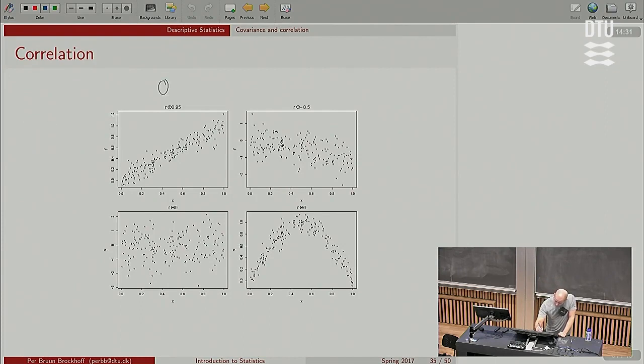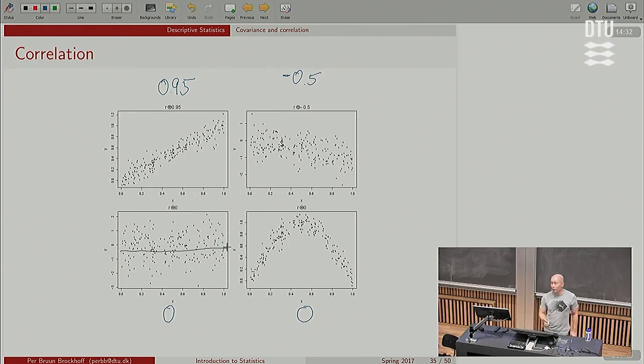For instance, this is 0.95. This is minus 0.5. This is approximately 0. And then an interesting point, this is approximately 0. This is just to warn us a little bit about getting too enthusiastic about this number. It's a linear measure. It's a measure of the strength of linear relationship. So 0 could mean this.